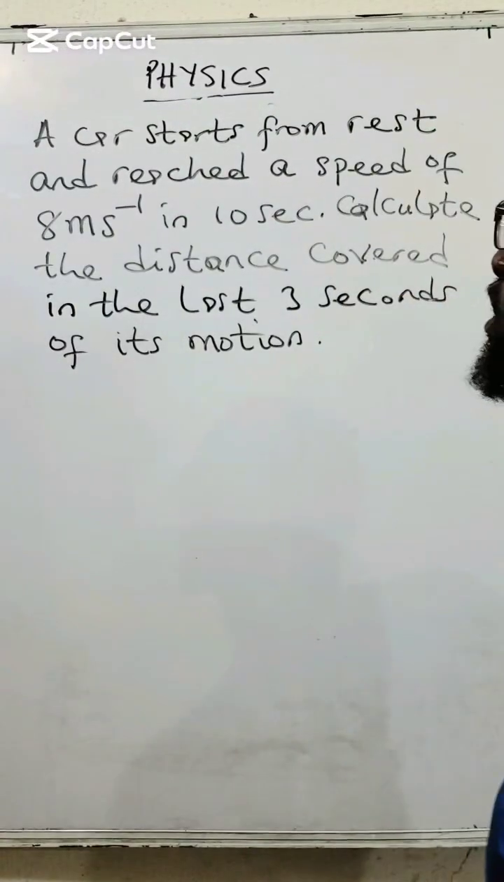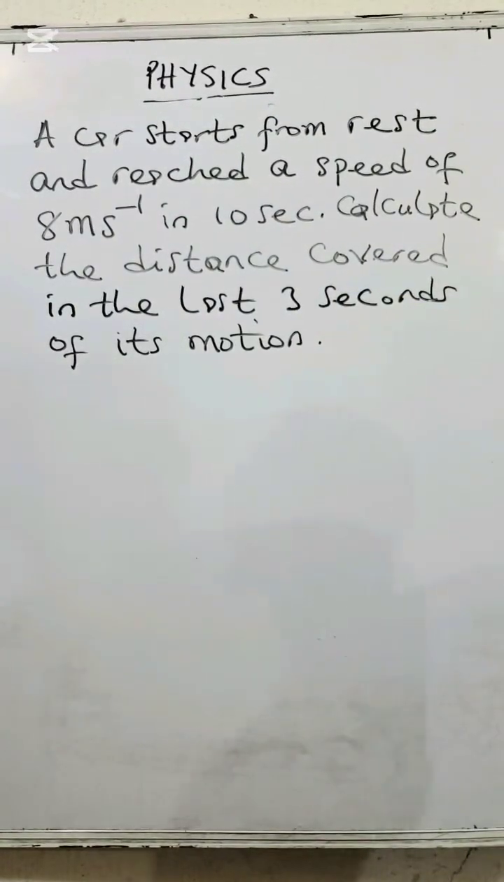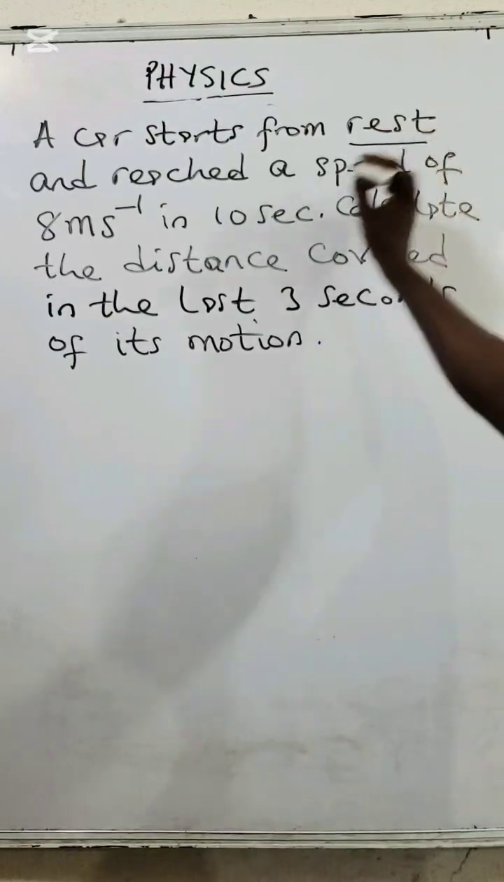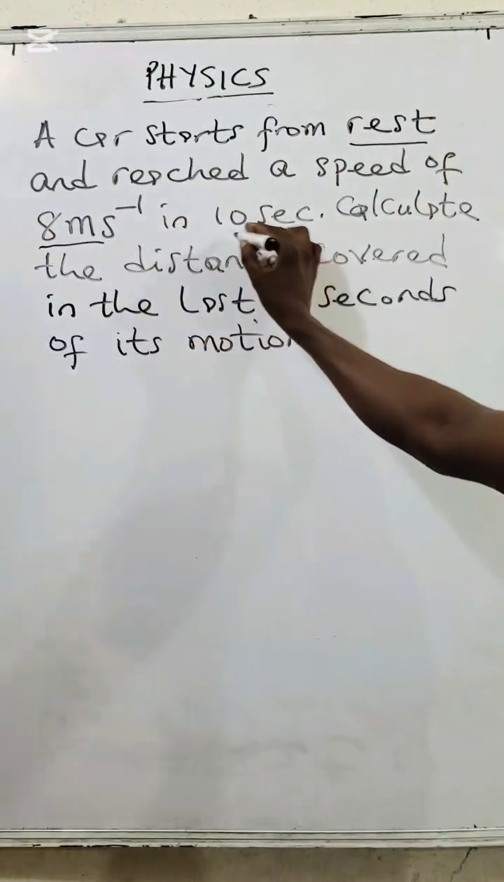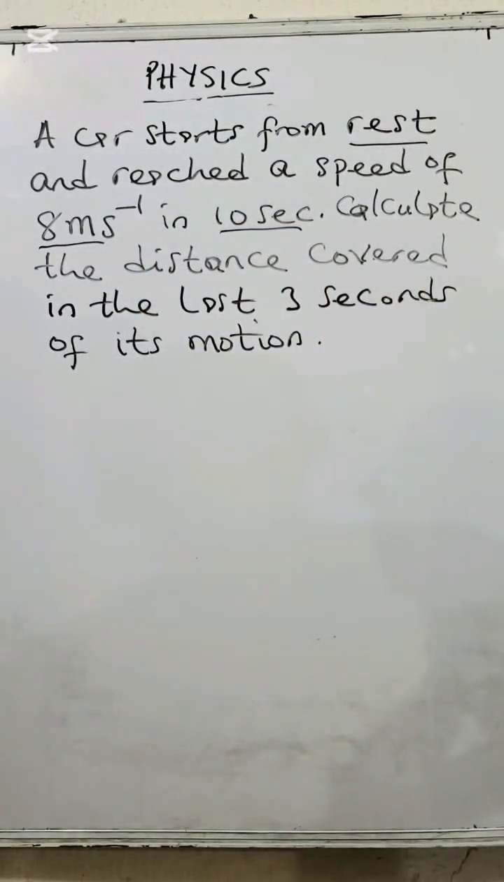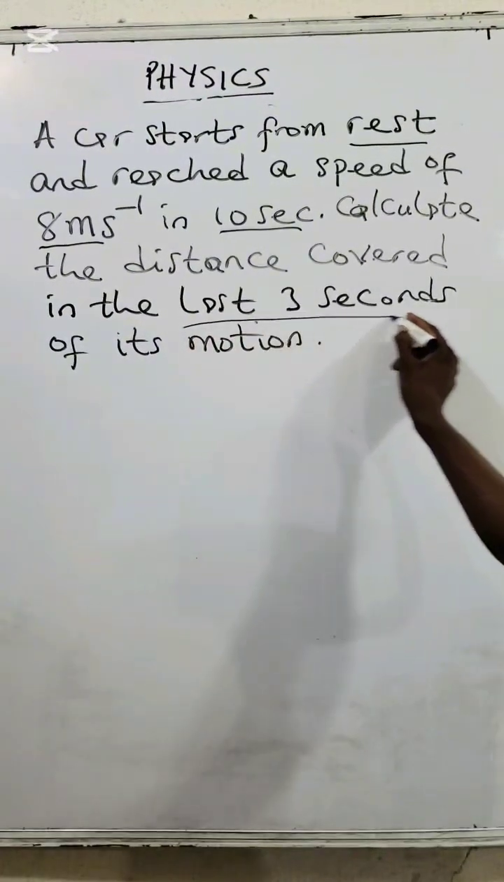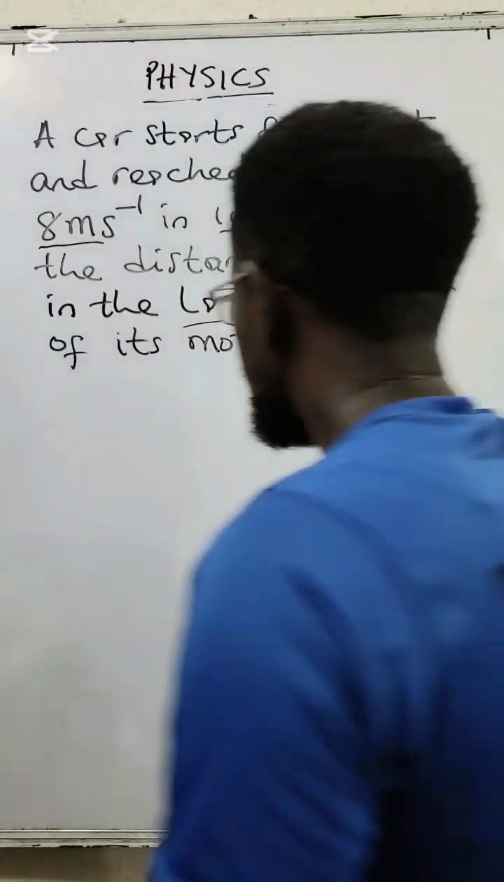Take a look at this question on linear motion. It says a car starts from rest and reaches a speed of 8 meters per second in 10 seconds. Calculate the distance covered in the last 3 seconds of its motion.